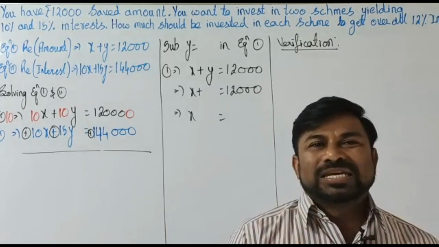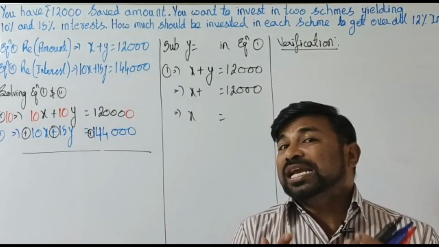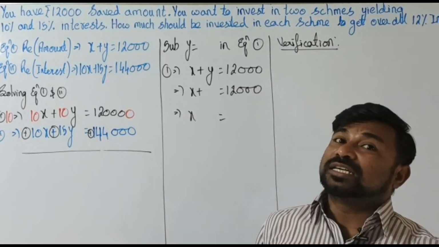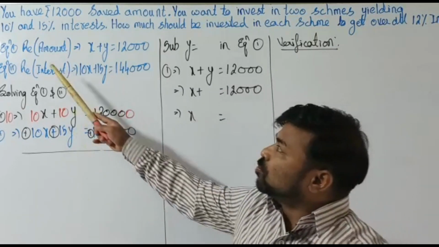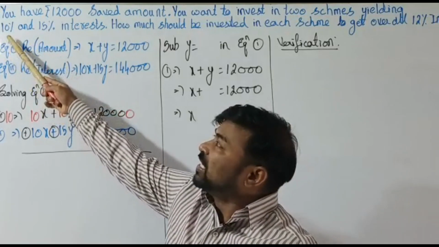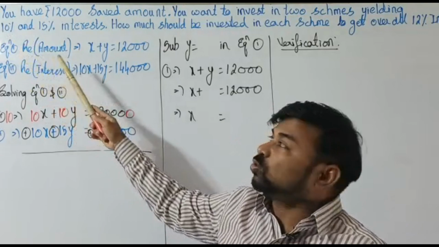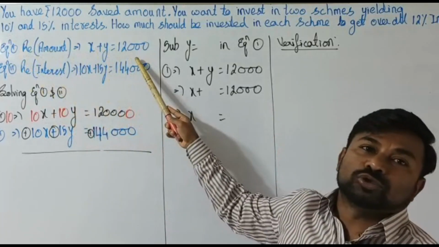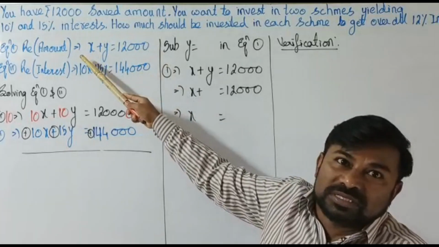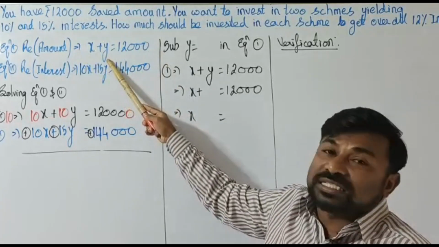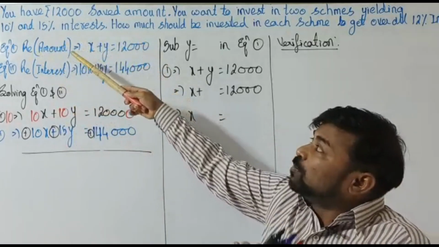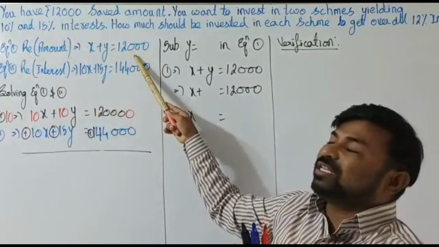So we got two equations based upon the two relations we have. The first relation is in terms of the amount. So based upon the amount relation, we got equation 1. What is equation 1? x plus y is equal to 12,000. The total 12,000 is invested in scheme 1 as x rupees and in scheme 2 as y rupees. That is equation 1, based upon the relation of amount.